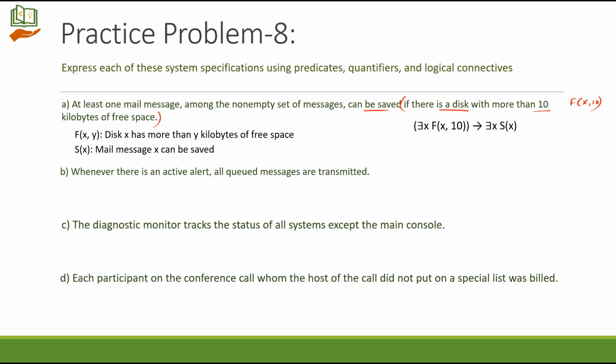This is similar to Q if P, which states that we have to go with conditional. So where is P? It's here. If there is a disk with more than 10 kilobytes of free space, which is F of x comma 10, and they say there is a disk, so you use the existential quantifier here, implies what is Q? At least one message is saved is what we can say, again with the existential quantifier.